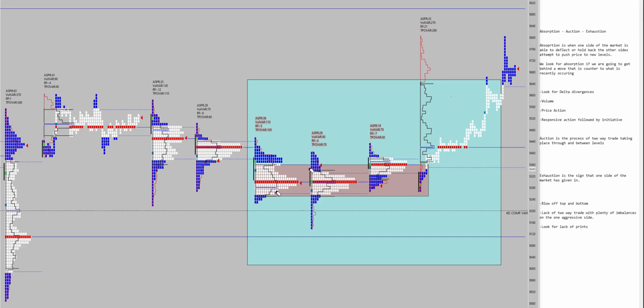So if we're looking to trade this range, what we want to see is signs of absorption, right? A sign of absorption is that one side of the market is able to deflect or hold back the other side's attempt to push price through new levels. So when we see that price, we're going to be paying attention rather to the following day. So remember, we see that this day forms.